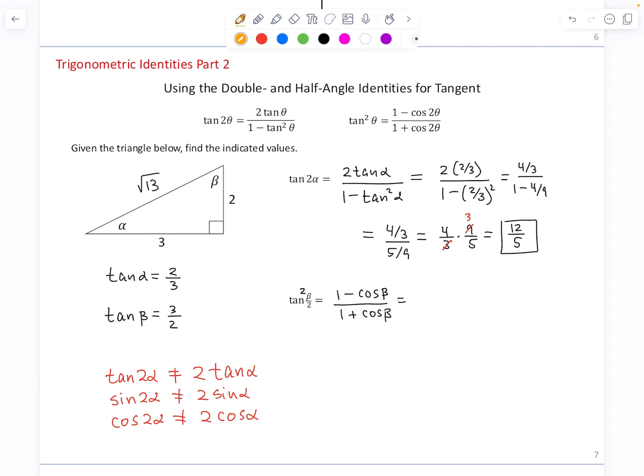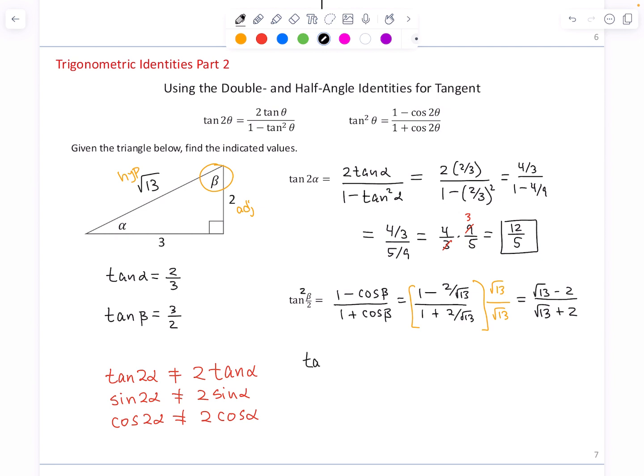Now relative to beta, 2 is the adjacent, radical 13 is the hypotenuse, so the cosine of beta is 2 over radical 13. Now an easy way to simplify this complex fraction is to multiply top and bottom by the LCD, or lowest common denominator, of the little fractions, which would be radical 13 over itself. And then distribute, and we get radical 13 minus 2 over radical 13 plus 2. Now this fraction is equal to the tangent squared of beta halves.